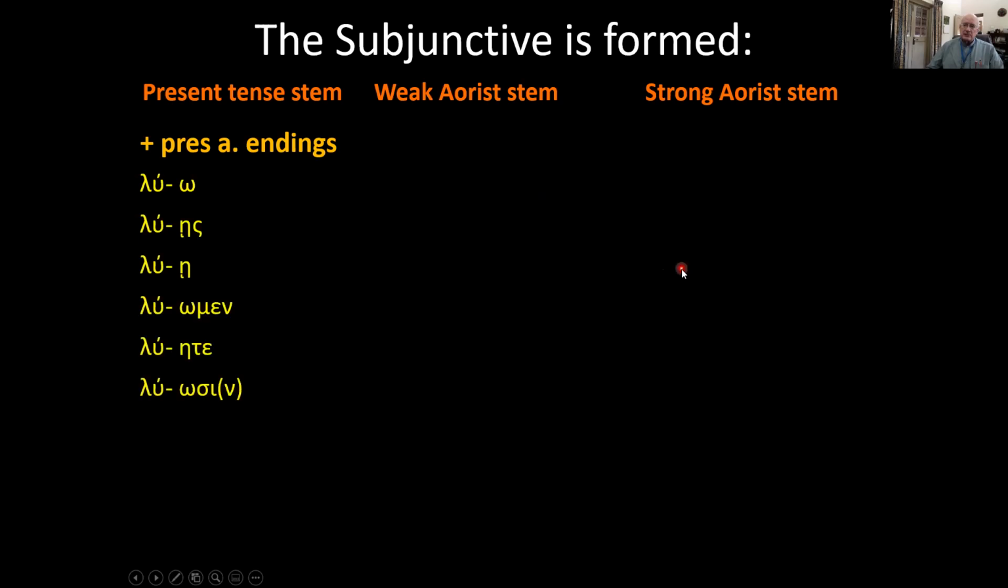So you cannot put an augment and then put the subjunctive endings. Here are the present tense subjunctive endings: luo, lues, lue, luomen, luete, luosen. In each case, the main vowel of the ending has lengthened to something different. This omega cannot lengthen any further, we said, so it remains o: luo, lues, lue, luomen, luete, luosen.